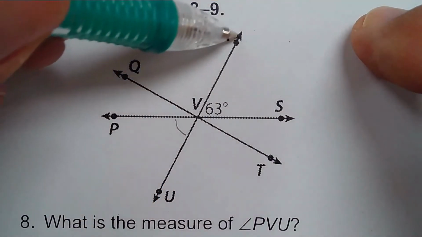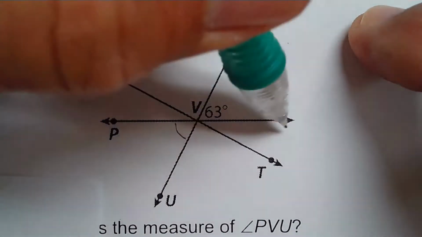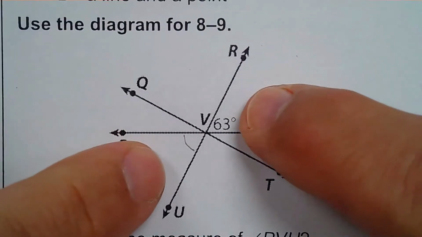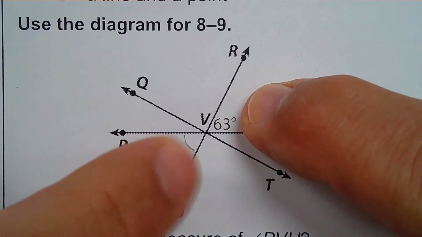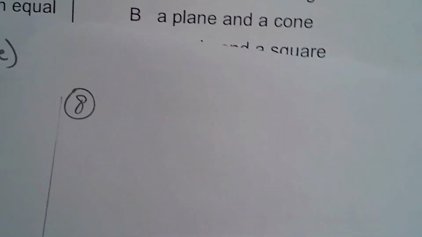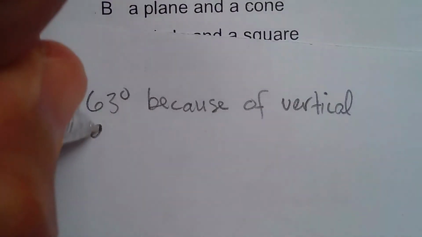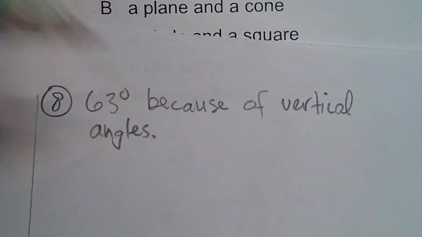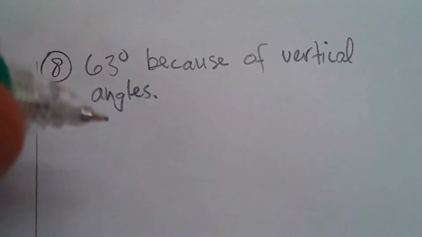Well, you can see that this forms an X right here, and these two are vertical angles. So that means that this one has to be 63 degrees. So number 8 is 63 degrees because of vertical angles. Okay, number 9.